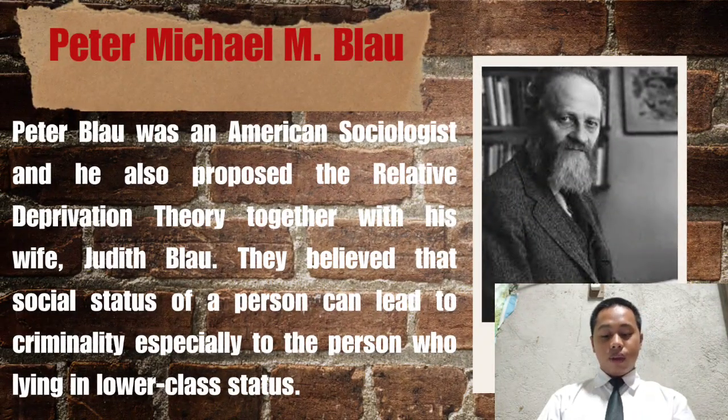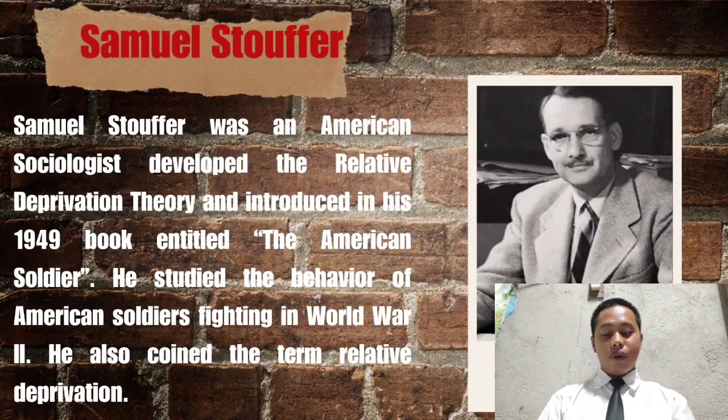Number 2, Peter Michael M. Blau. Peter Blau was an American sociologist and he also proposed the relative deprivation theory together with his wife Judith Blau. They believe that the social status of a person can lead to criminality, especially for the person who is in a lower class status. Number 3, Samuel Stouffer.